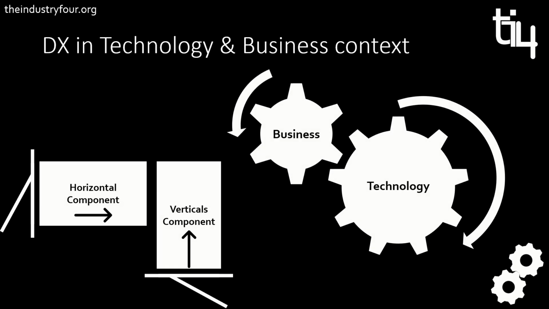Now let's look at the digital transformation in a technology and business context. In this context, business and technology play a very important role for each other. On the business side, it creates a demand for technology enhancements and evolution. And on the technology side, it enables a new business model. So in this way, we can see that both technology and business play a very important role for the digital transformation. And in our successive discussions, we will further explore the horizontal components associated with technology aspects and vertical components associated with business aspects.